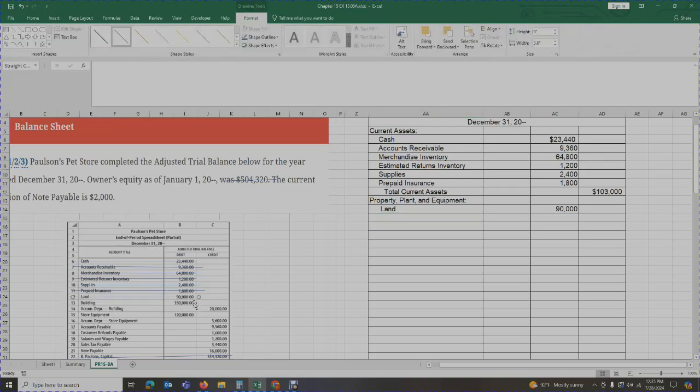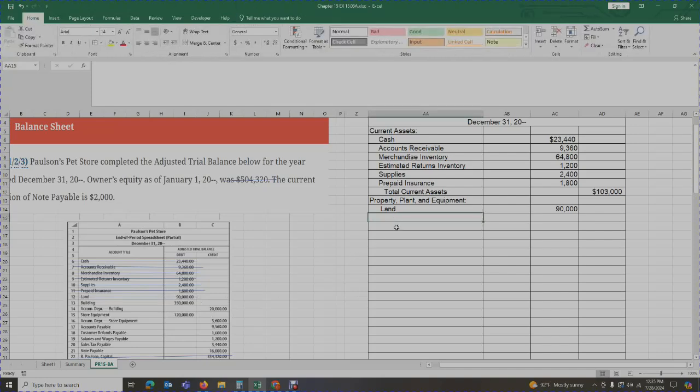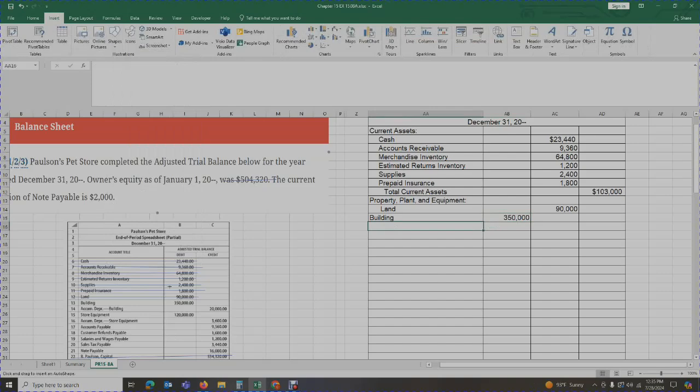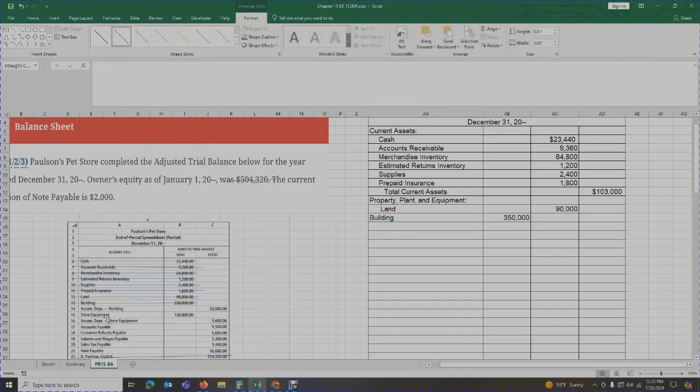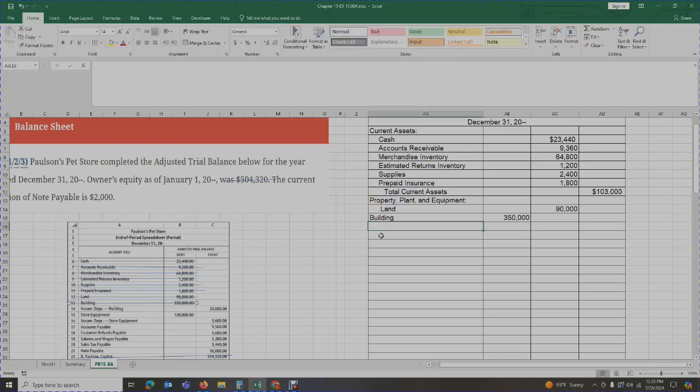We've got a building valued at $350,000. Okay, so we have a building. And I'm going to do a calculation for the building because we have to calculate the net value of the building as of this point in time. So we paid $350,000 for the building, okay? But it's been depreciated, okay? So we have the accumulated depreciation. We're going to subtract the accumulated depreciation for the building.